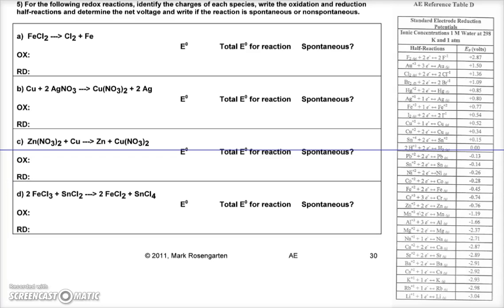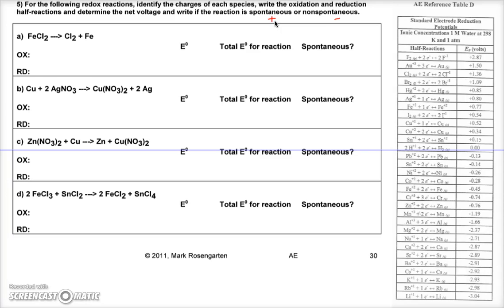This is a video lecture that is meant to help you understand how to determine the voltage for a set of redox reactions. To do this, in this particular example, in question 5a, we are to first identify the charges of each species. We're going to write the oxidation and the reduction half reaction and determine the net voltage and determine if the reaction is spontaneous or non-spontaneous. The reaction will be spontaneous if the voltage ends up being positive, and if the voltage ends up being negative, it is non-spontaneous. So let's figure out how this works.